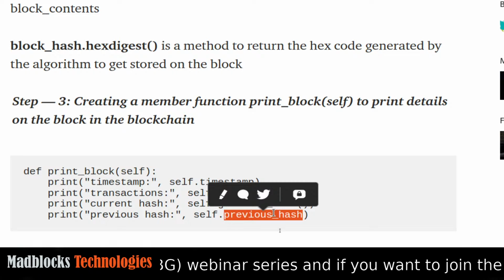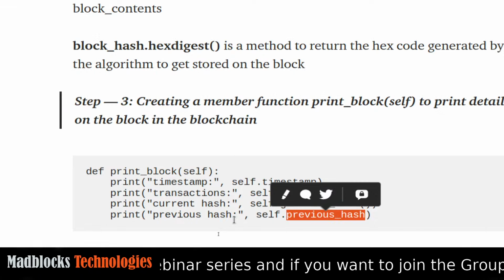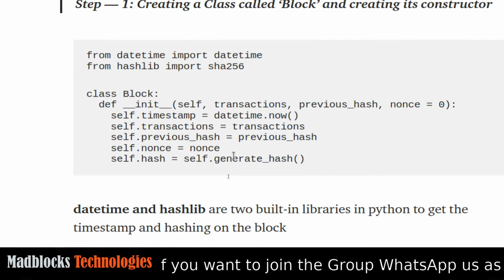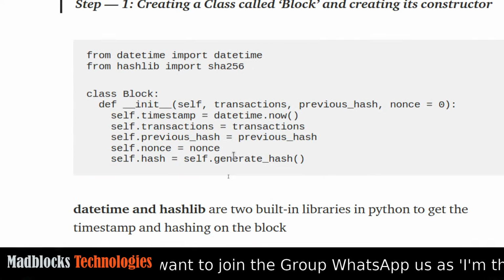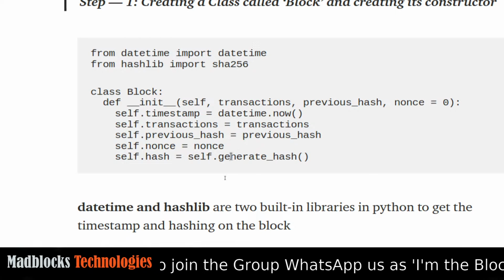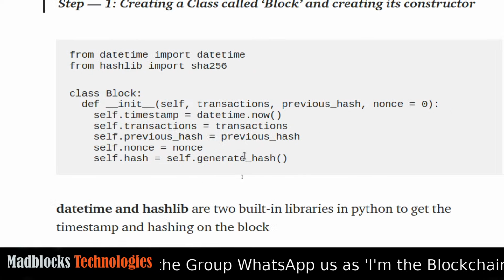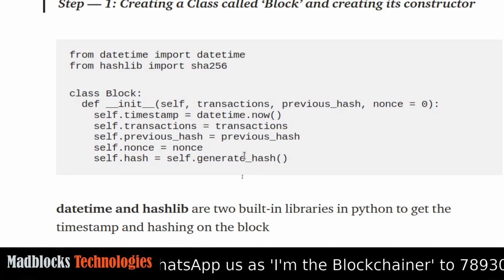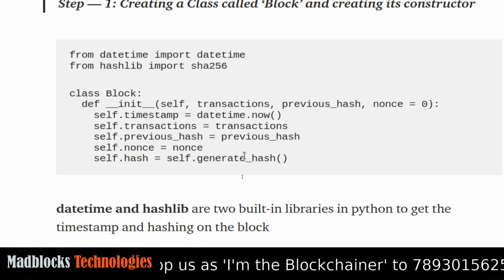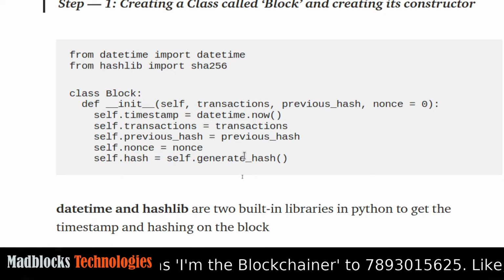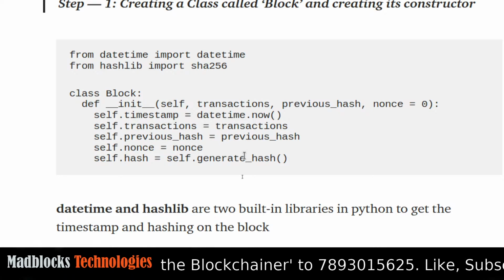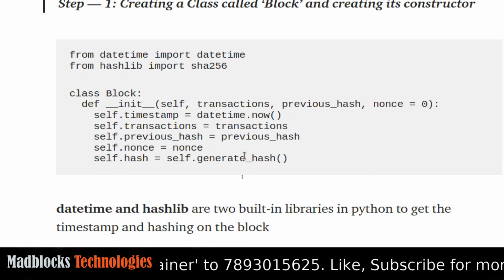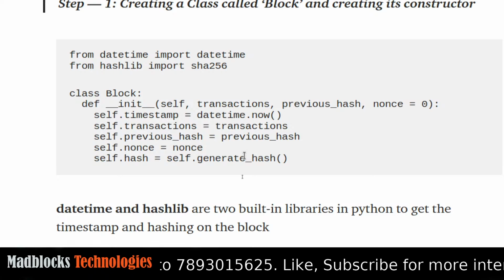So in step 3, these are the 3 important steps for creating the block class. In the first step we have created a class called block, and then we have created a constructor object. In the constructor we have taken some parameters that can be added onto the block, something like timestamp, transaction, previous hash, nonce, and the current hash. So all these parameters we wanted to write onto the block. That block we wanted to add to the blockchain network.